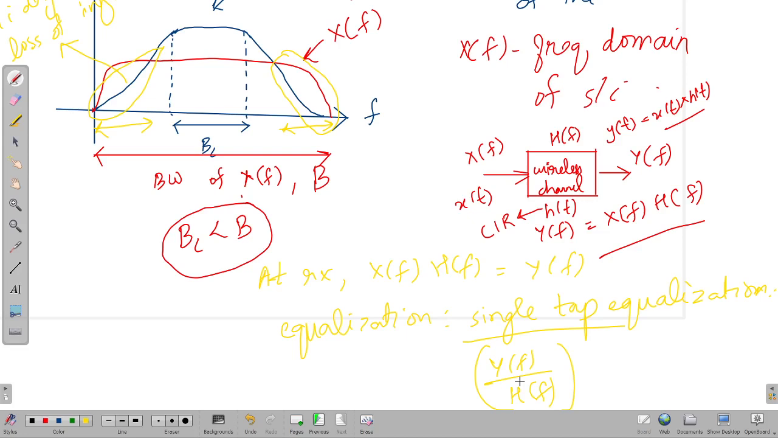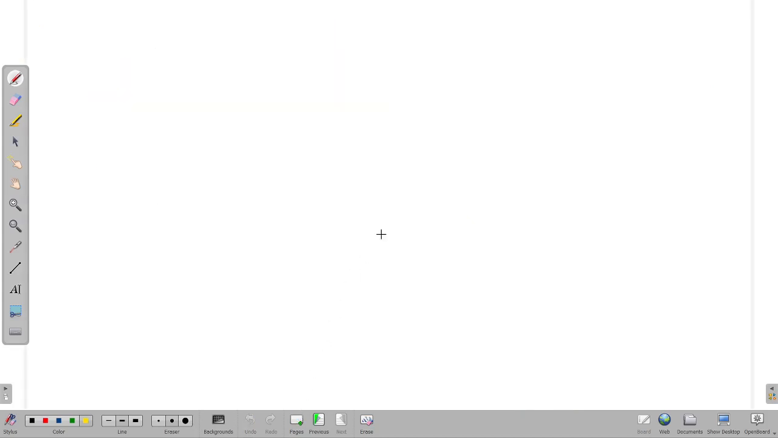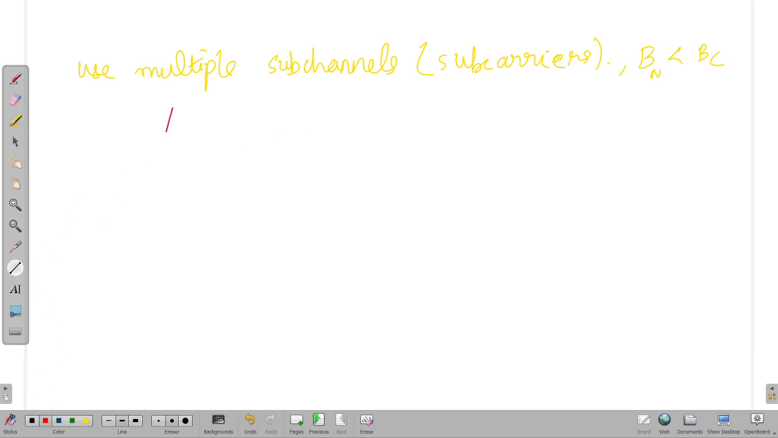So another idea which came up is to divide this main signal, this x of f, into a number of substreams which are orthogonal to each other, which have a bandwidth less than the coherence bandwidth of the channel, right? So a better idea is to use multiple subchannels, or in OFDM you call them subcarriers, such that the bandwidth of the subchannel is less than the coherence bandwidth of the channel. Let me just show you how it works out.